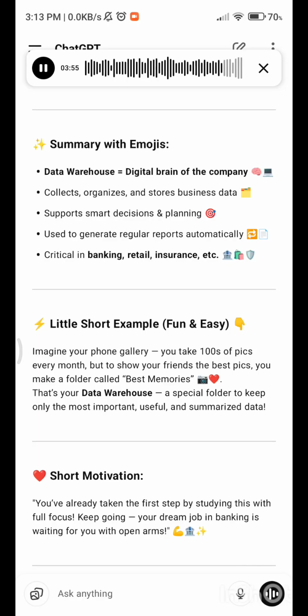Little short example, fun and easy. Imagine your phone gallery. You take hundreds of pics every month, but to show your friends the best pics, you make a folder called Best Memories. That's your data warehouse, a special folder to keep only the most important, useful, and summarized data.